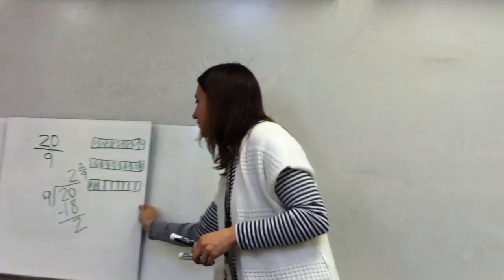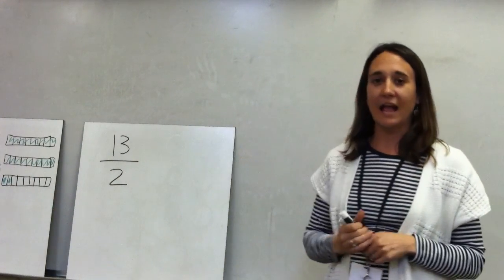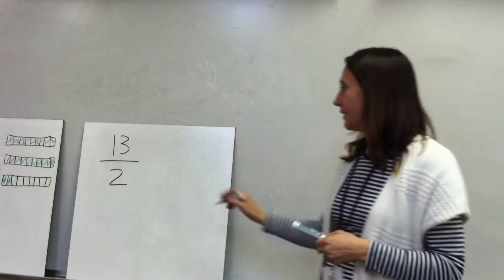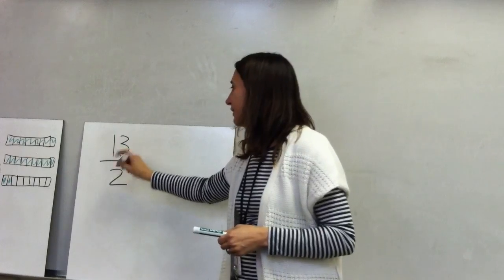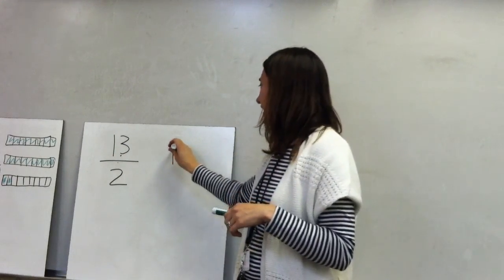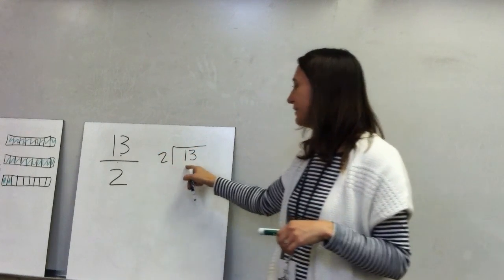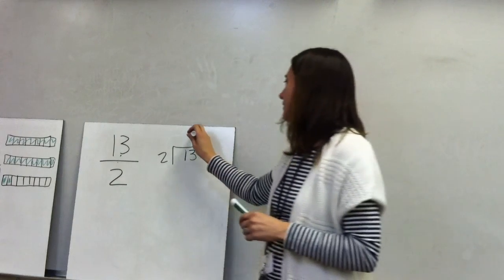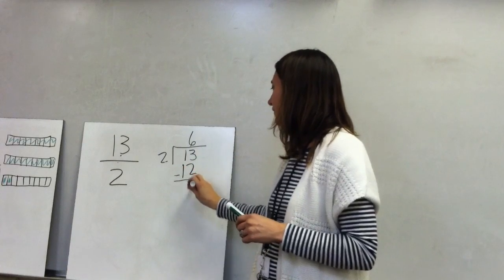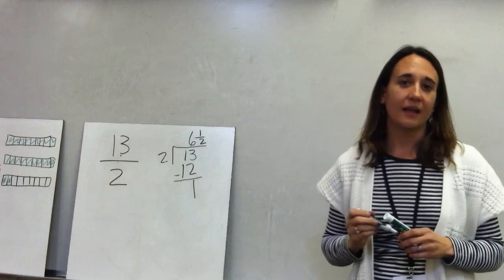Now it's your turn to try. You can pause the video, give it a try with this one. 13 halves. Okay, so hopefully you've had a chance to do that. Remember, it's division. Really, it's saying 13 divided into 2 into halves. So we put 13 in the house, the 2 on the outside. How many times does 2 go into 13? 6 times. 6 times 2 is 12. We're left over the 1, which is 6 and 1 half.